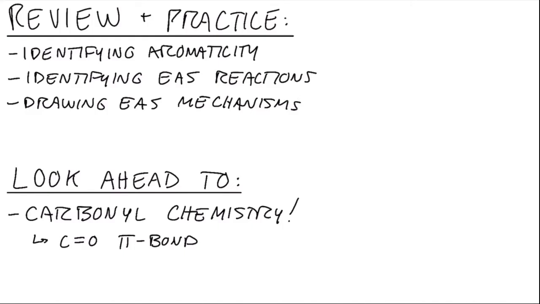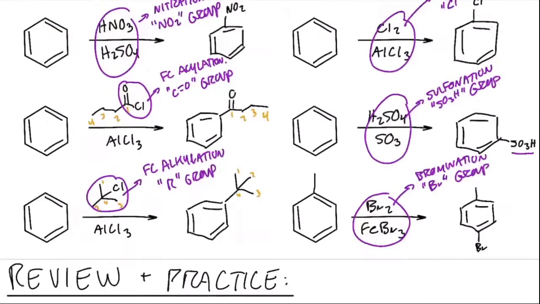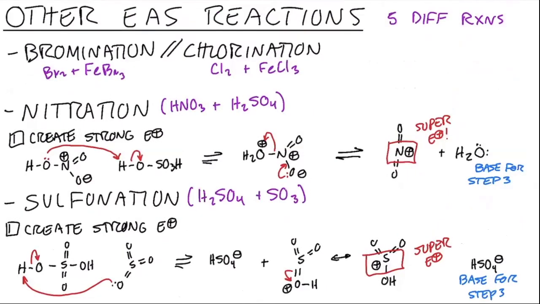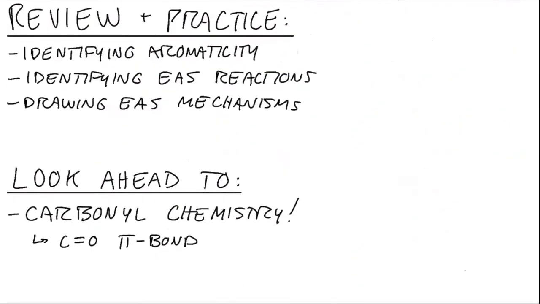Okay, so that's the other piece here, that we need to be able to draw those EAS mechanisms for all of these. Like I said, I did not draw out a bunch of these EAS reactions because steps 2 and 3 are very much the same. So what you should do is take all of those first step things that we did on this slide and the previous slide, where we showed how we make our super electrophile, practice redrawing this, and then do steps 2 and 3 for each of these reactions as good practice.